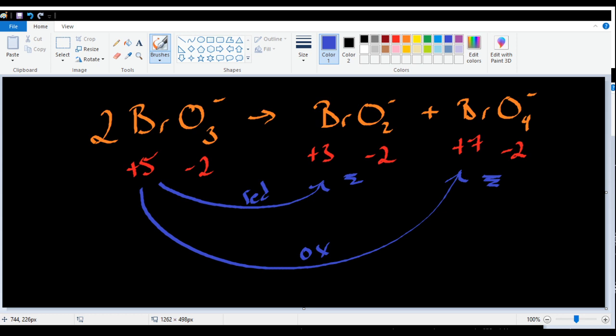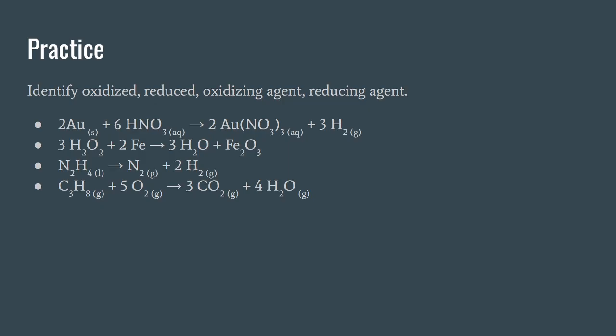Okay. So remember, reduced is the oxidizing agent, and oxidized is the reducing agent. All right. And with that, that is everything there is to talk about with respect to oxidizing and reducing agents. Oxidation and reduction, right?